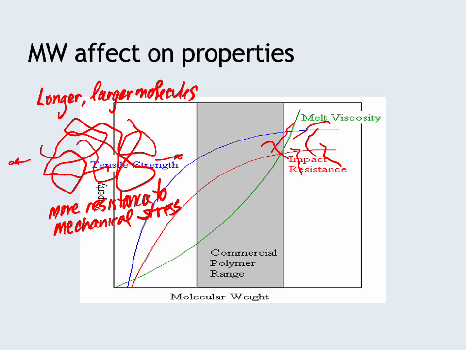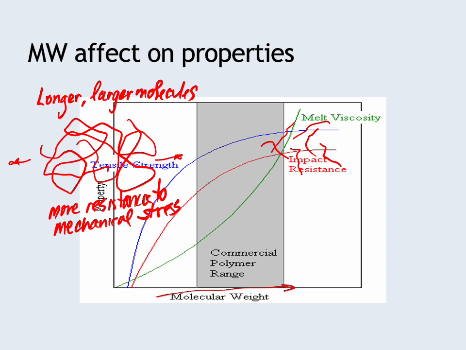So here's an example of that effect. Apologies, this is actually the same slide with the image added. Here's molecular weight on the x-axis, and as that increases, we can see tensile strength, the blue line, increases. Once we get to a super high molecular weight, then there's not as much increase in strength.